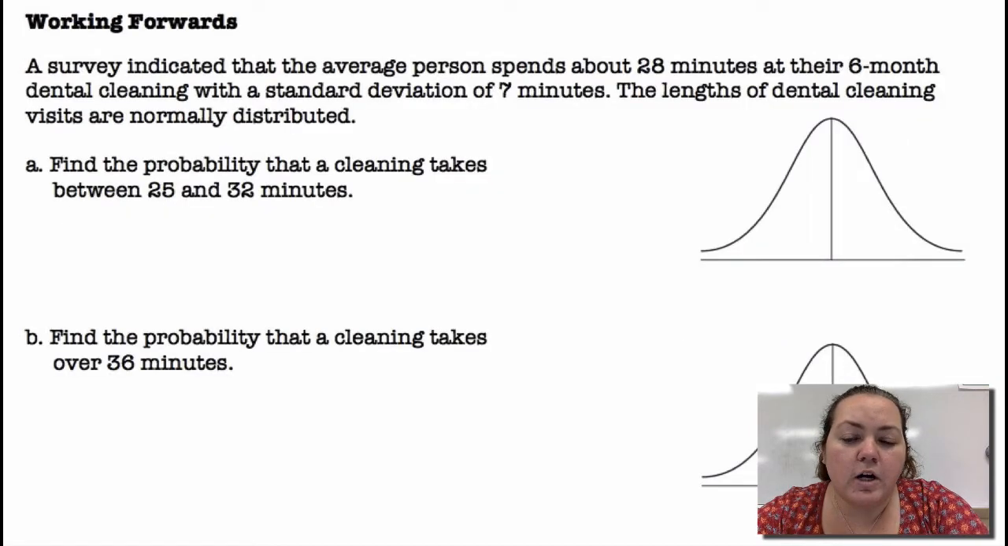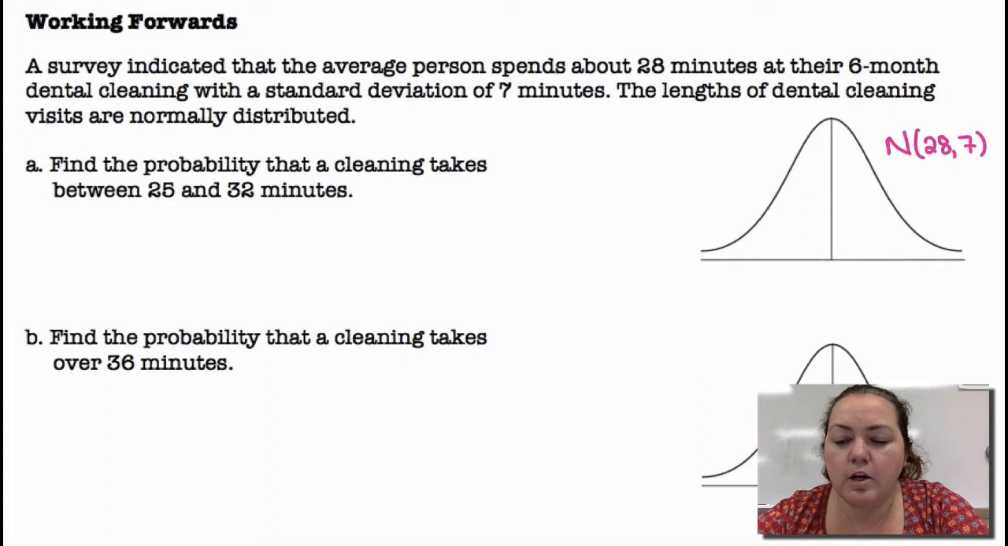So we're going to do a couple problems working forwards, and these are a little bit more challenging ones, and we'll do a lot more of the simpler ones in class as well. A survey indicated that the average person spends about 28 minutes at their 6-month dental cleaning with a standard deviation of 7 minutes. The lengths of dental cleaning visits are normally distributed. Find the probability that a cleaning takes between 25 and 32 minutes.